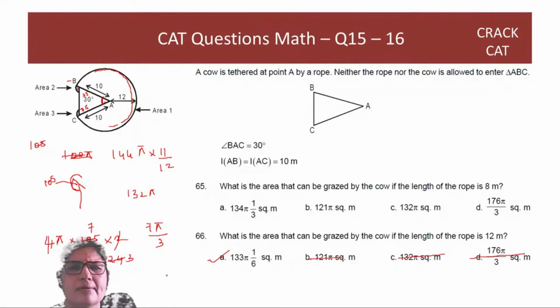Yeah. So this is 7 pi by 6 extra. I don't know why. It should clearly be 7 pi by 3.